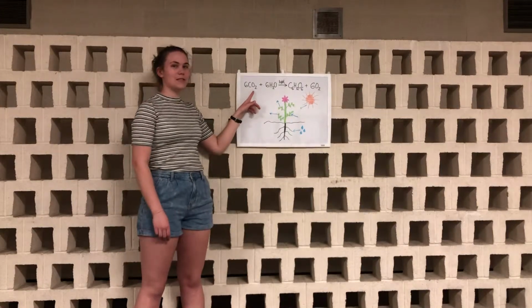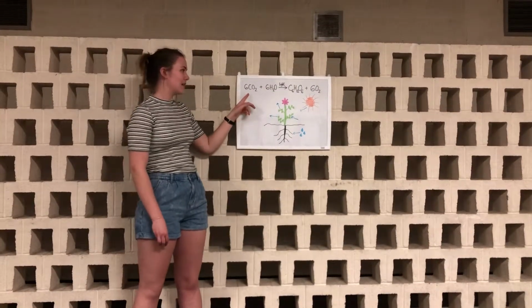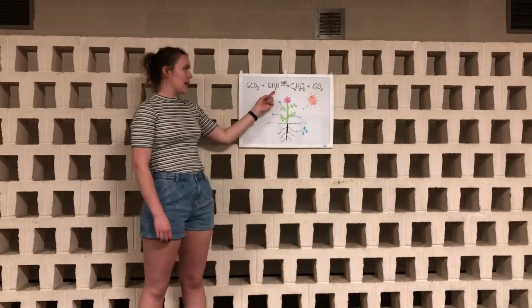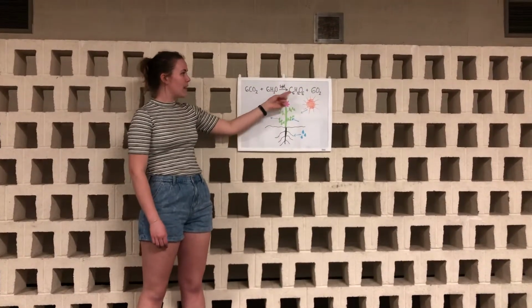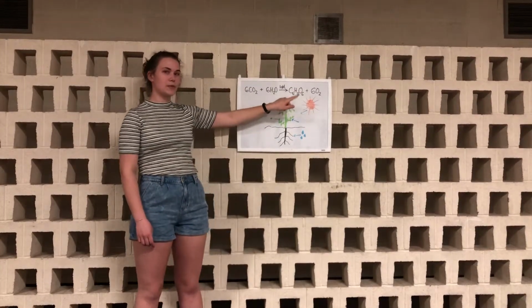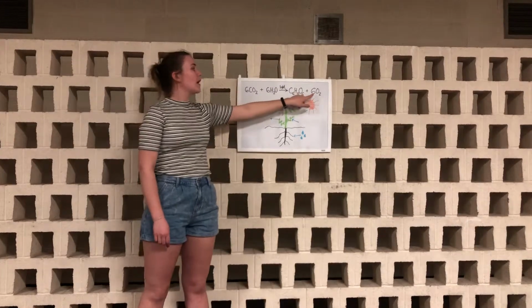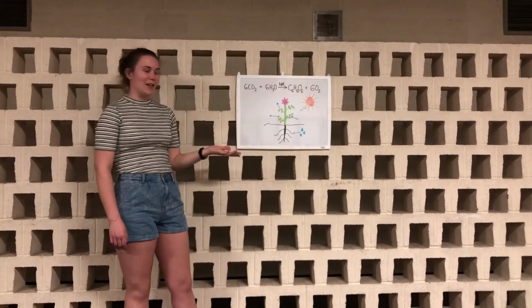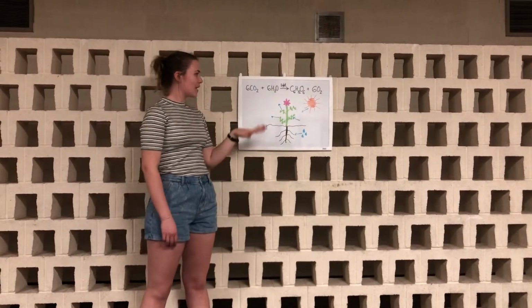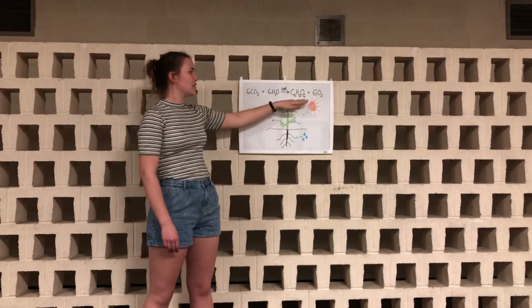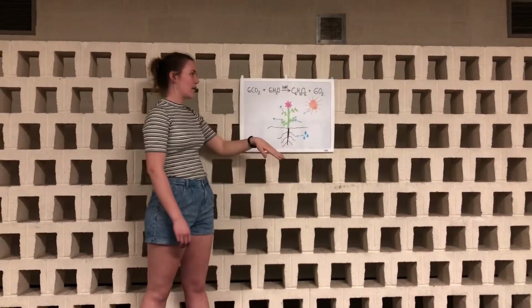The first compound is CO2, which is carbon dioxide. This is what humans and animals exhale. The next one is H2O, which is water. And on the right side of the arrow, we have C6H12O6, which is glucose. This is a sugar. And next we have O2, which is oxygen, which is what we as humans and animals also breathe in. So these two on the left side of the arrow are called the reactants, and these two on the right side of the arrow are called the products.